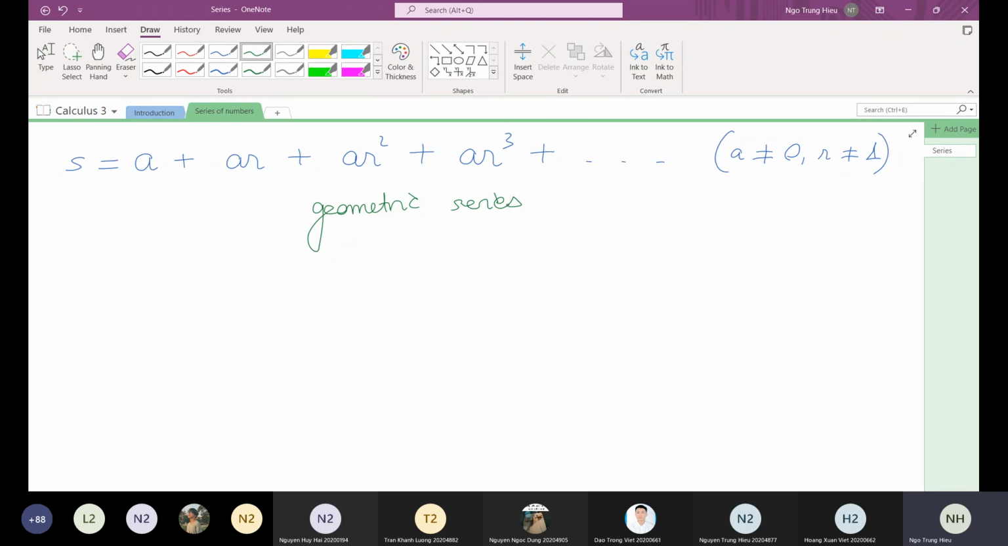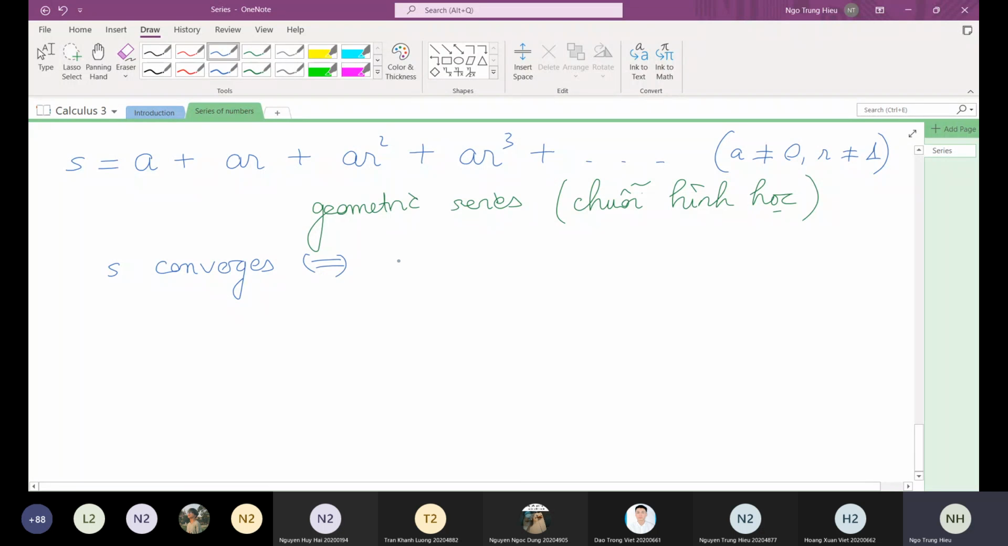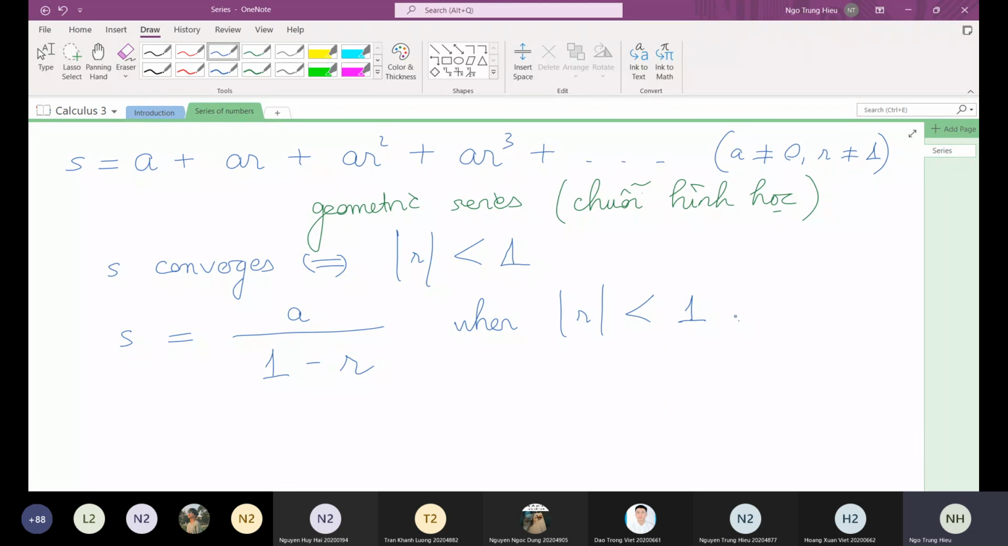Sometimes I will give some terminology in Vietnamese so that you know both the terminology in English and in Vietnamese. So this series converges if and only if the absolute value of R is less than one, and the series is equal to A over 1 minus R, right? So this is our very first example of a series which we use a lot.